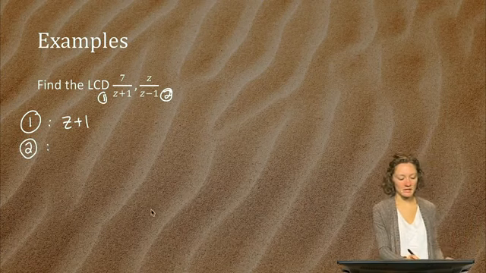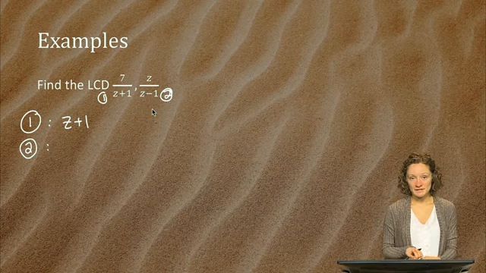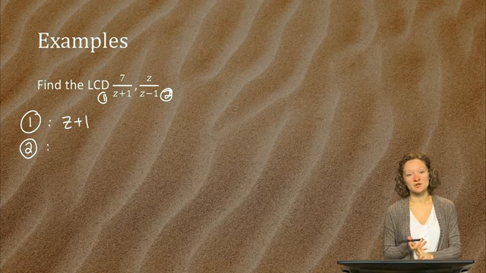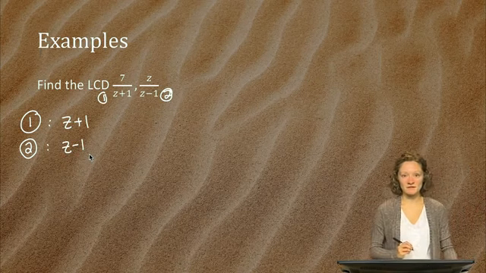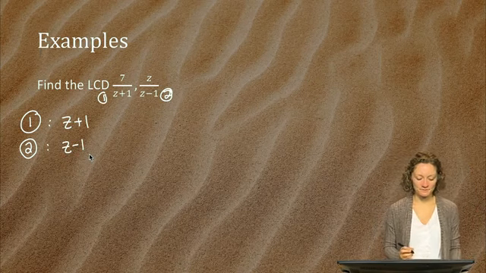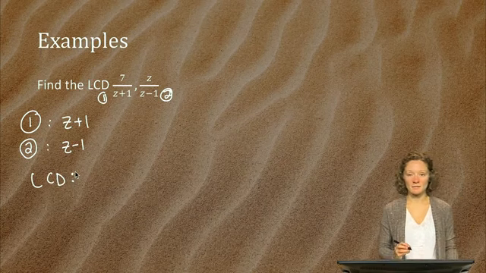Okay, for our second denominator, we have z minus 1. There's no greatest common factor, and we can't use sum or difference of cubes or difference of squares. So z minus 1 is the fully factored version of this denominator. All right. Our next thing is to actually identify the least common denominator.